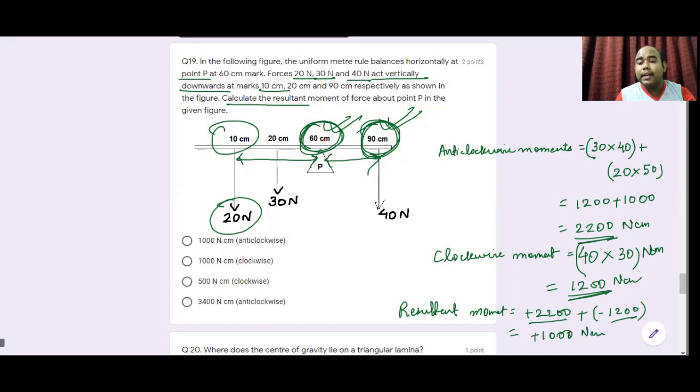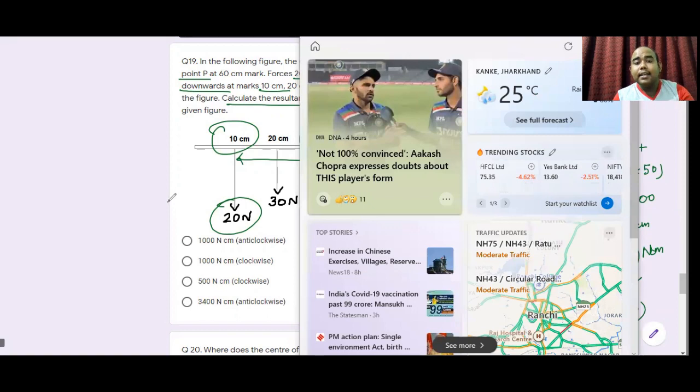And when the sign is plus, automatically it has come plus. So ये जो plus आया इसका sign, we can say that this is anti-clockwise moment. So we can say that 1000 Newton centimeter anti-clockwise moment is over here. Okay.